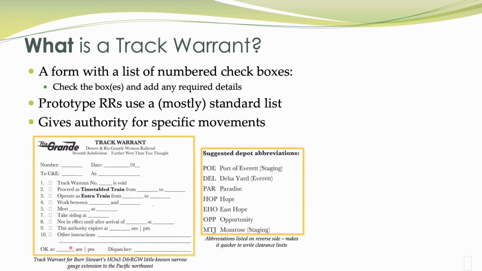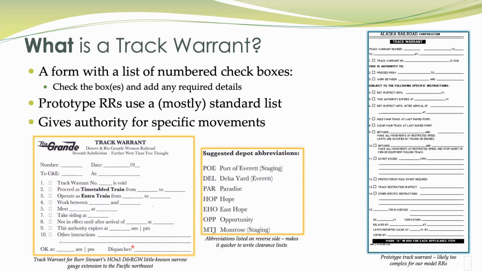It's pretty straightforward. On the back, I usually print a list of abbreviations for the different stations along the way, so I don't have to write them in full. I just put a 3-letter code in there. And yeah, if I wanted to go as an extra train from Delta to Paradise, I just put from DEL to PAR, give it to the crew, and that authorizes them to do that. Pretty straightforward and simple. Here's, I think it's a real railroad one from the Alaska Railroad because they do actually use these things. It may not be a real one, I don't know.